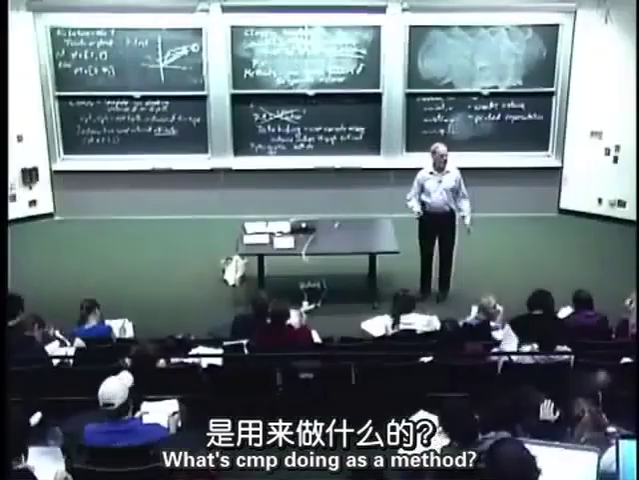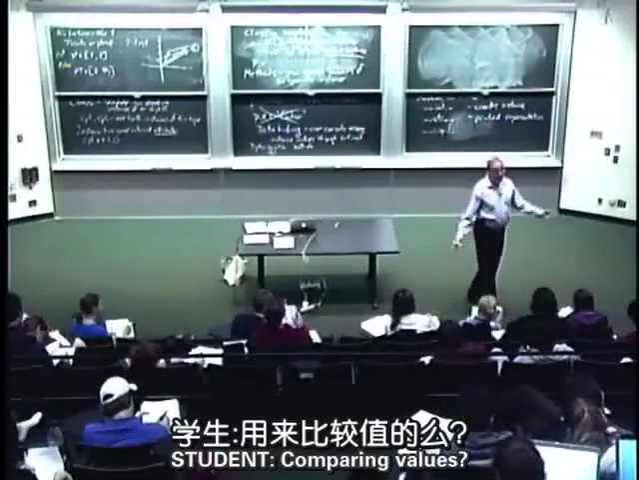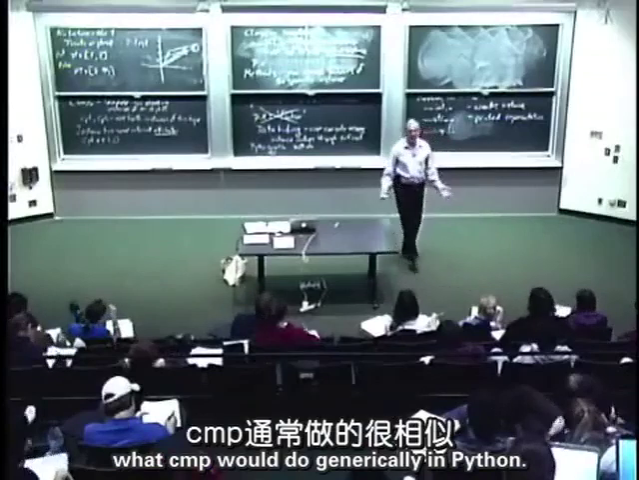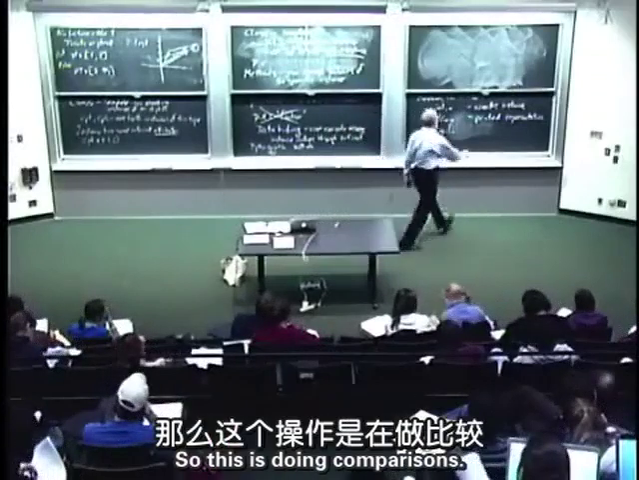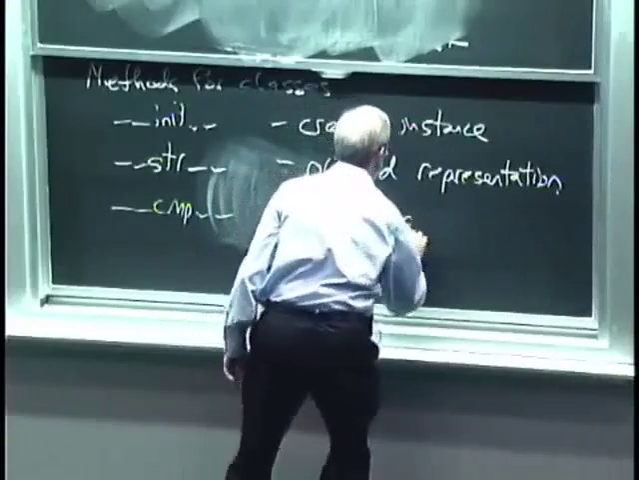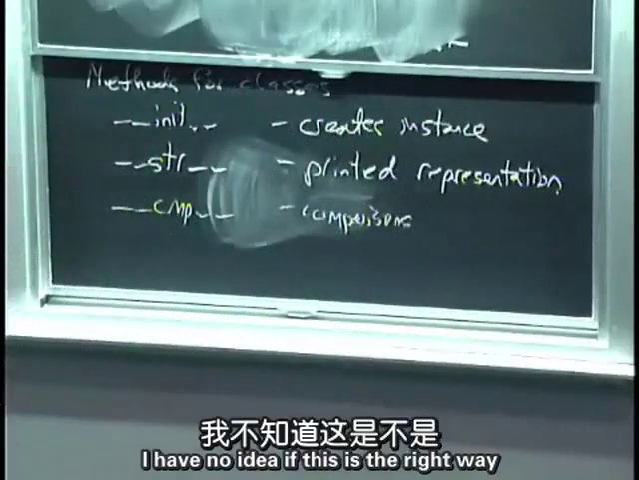What's CMP doing as a method? Comparing values, right? And again, it's similar to what CMP would do generically in Python. It's a way of doing comparison. So this is doing comparisons. Now, I put a version up there. I have no idea if this is the right way to do comparisons or not.